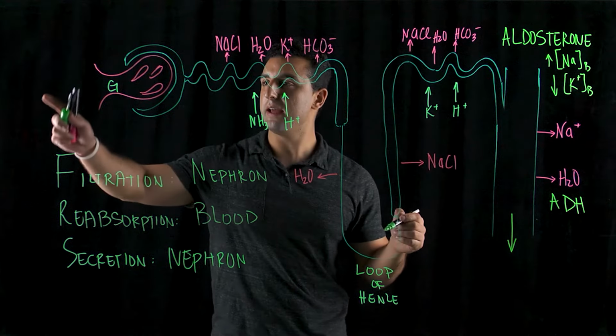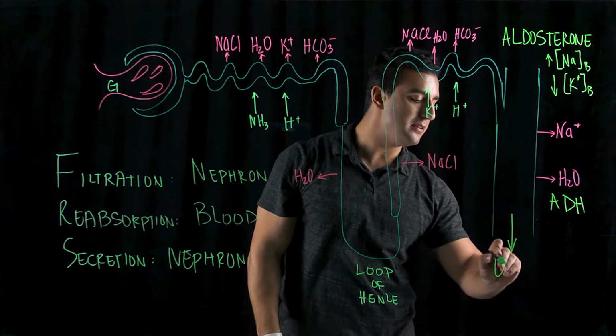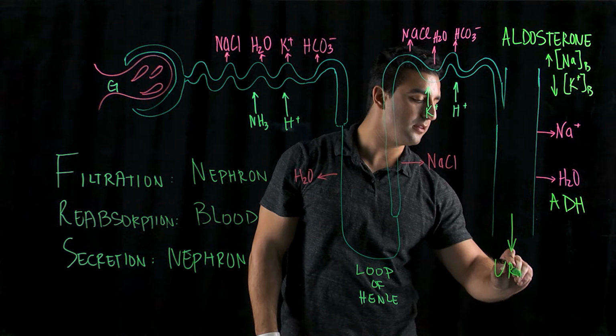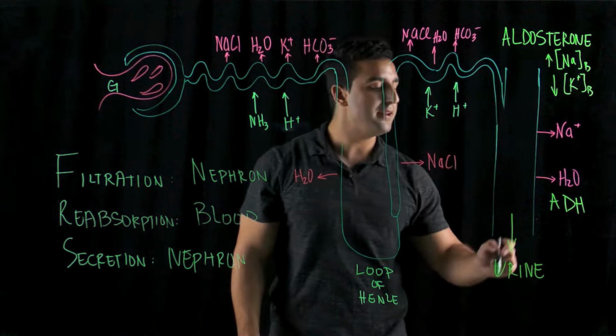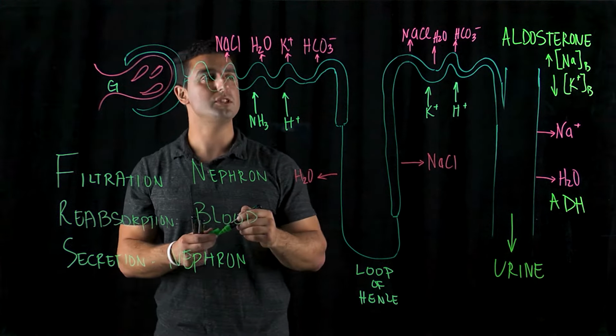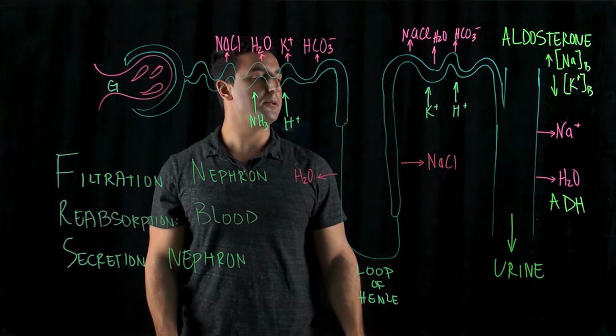And so after every single pathway is done, now after all this material leaves the nephron, now we have urine. So this whole pathway is showing you the whole passageway of the production of urine.